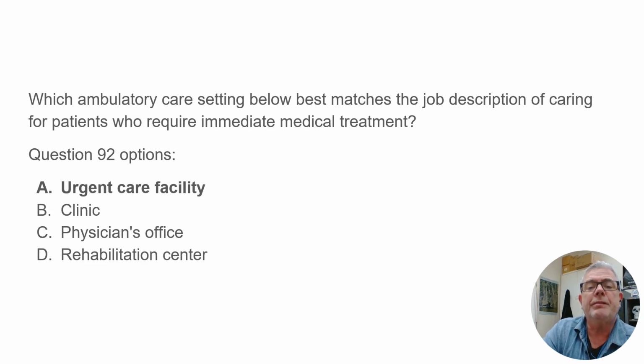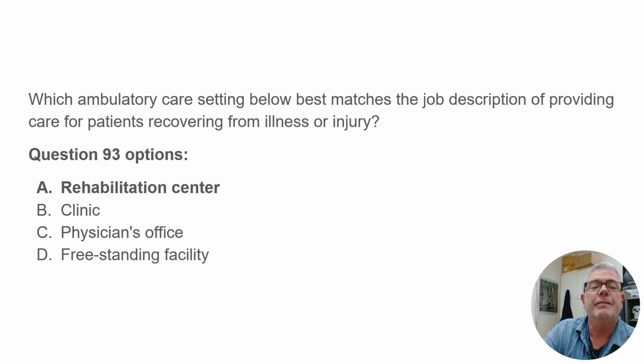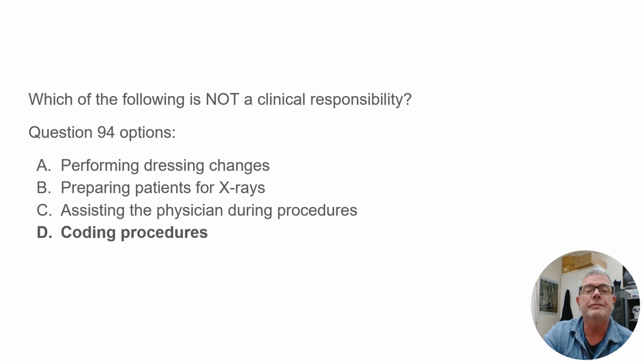Which ambulatory care setting below best matches the job description of caring for patients who require immediate medical treatment? That would be, out of all those, urgent care facility. Which ambulatory care setting below best matches the job description of providing care for patients recovering from illness or injury? That would be a rehabilitation center. Which of the following is not a clinical responsibility? Coding procedures, performing dressing changes, prepping for x-rays, assisting the physician during procedures are all clinical responsibility. Coding procedures are administrative responsibilities.